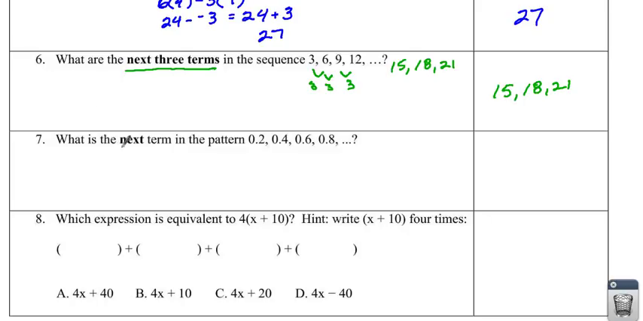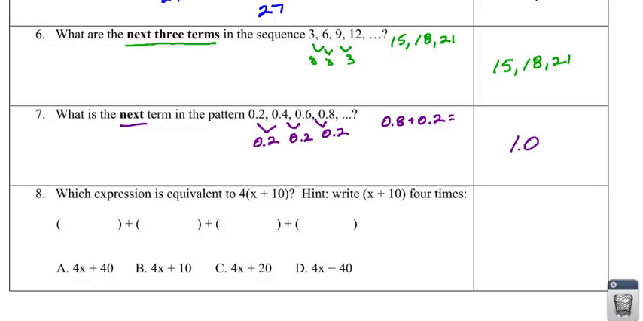Number 7, what's the next term in the pattern? They're just looking for one more term. So these are going up by 0.2. 0.2 plus 0.2 to get 0.4, plus another 0.2 to get 0.6, plus another 0.2 to get 0.8. So we've got 0.8 plus another 0.2, and that's going to equal 1.0. If you wrote 1, you're great.